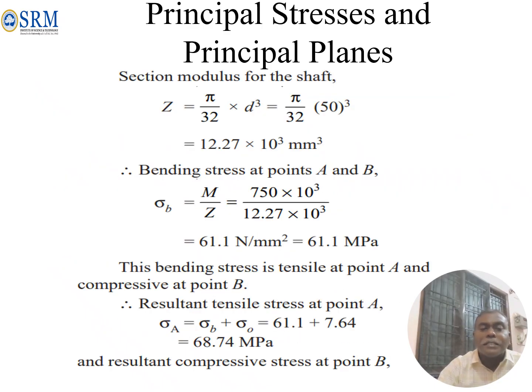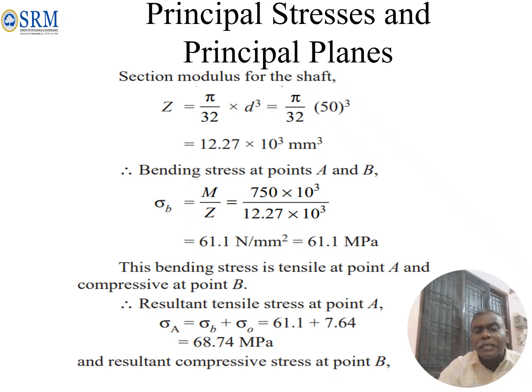Next is the section modulus. For every shaft we have the section modulus, with the formula Z equals pi by 32 into d cube. So pi by 32 into d, where the diameter is 50, gives 12.27 into 10 to the power 3 mm cube. Then the bending stress at points A and B, because the top point is A and the bottom point is B, as already mentioned. So sigma b equals M by Z. M is the given moment, so we get 61 newton per mm square, 61 megapascal.